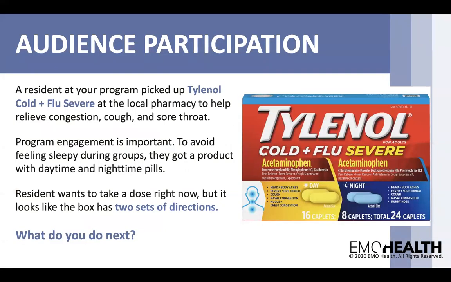Okay, audience participation. Here we go. A resident at your program picked up Tylenol Cold and Flu Severe at the local pharmacy to help with some nasal congestion, a cough, and a nagging sore throat. Program engagement is very important to this resident, so to avoid feeling sleepy during groups, they got a product with daytime and nighttime pills. The resident wants to take a dose right now, but you look at the box and it looks like there's 2 sets of directions and 2 sets of pills. What do you do next?